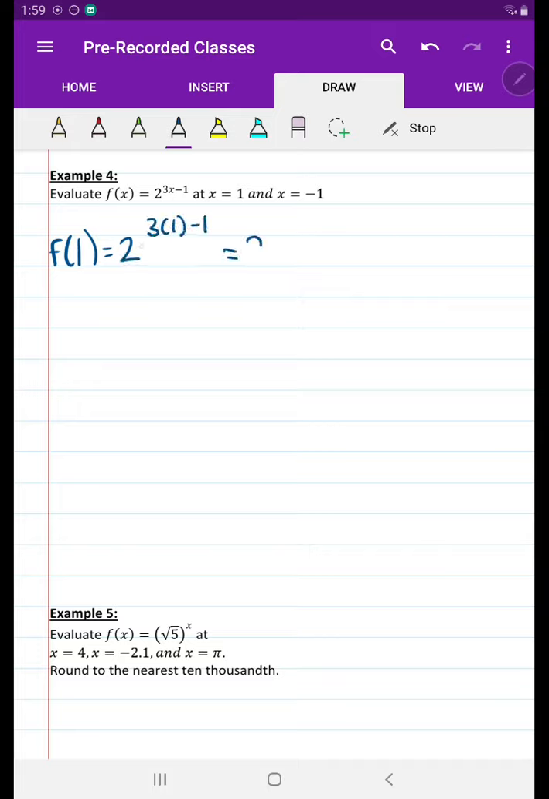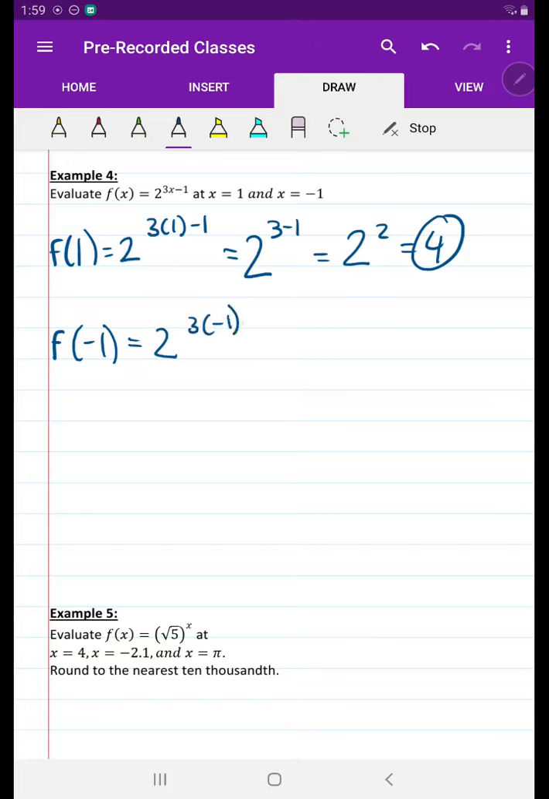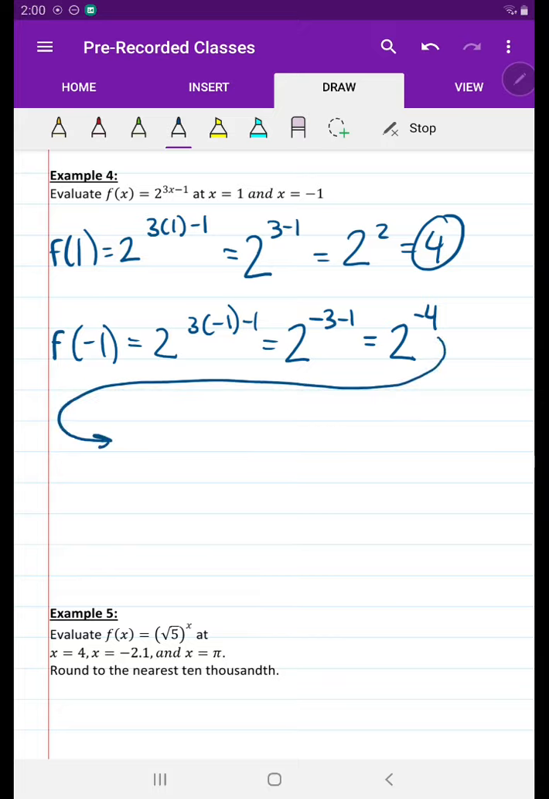So if we simplify that, it'll be 2 to the 3 minus 1, so 2 squared, which is just 4. And then we have f of negative 1. So I'll have 3 to the negative 1 minus 1, which is going to be 2 to the negative 3 minus 1, which is 2 to the negative 4. So, okay, we've got a negative exponent. So then what that means is this is going to turn into 1 over 2 to the 4th, which is going to be 1 over 16. And so that's our answer there.